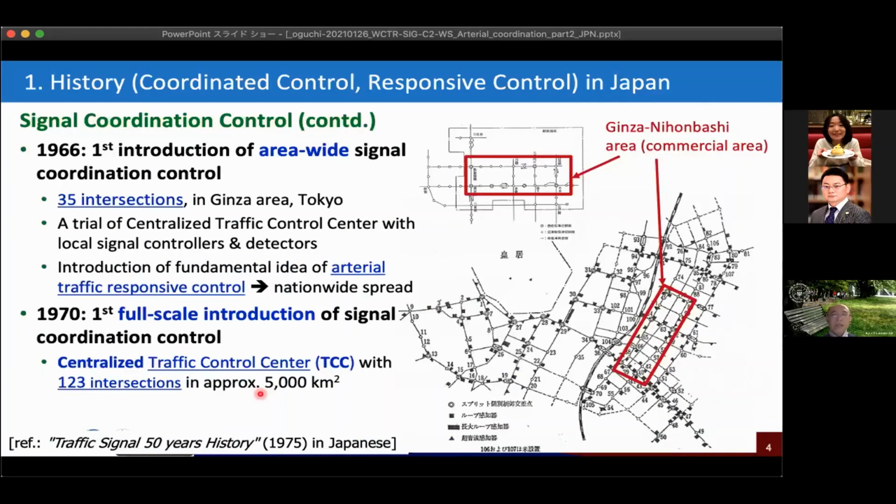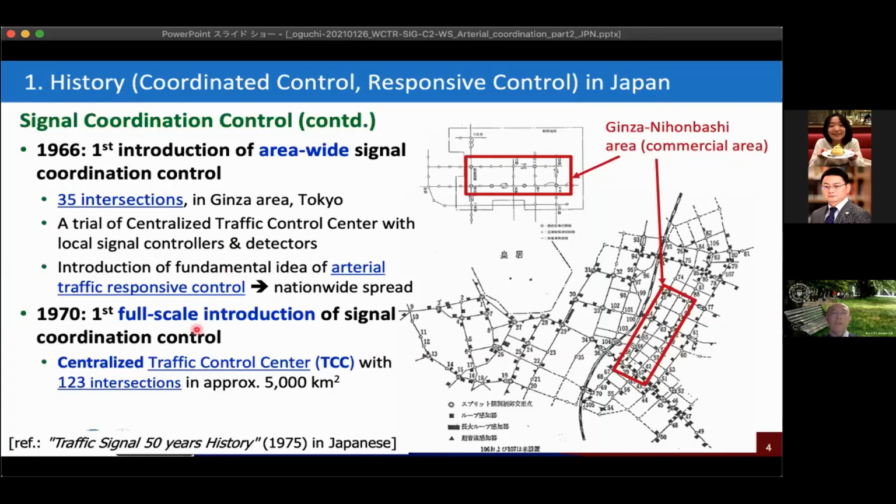And then, with 3 years of experience, in 1966 came a first trial of area-wide signal coordination. At the Ginza area, the commercial heart of Tokyo, 35 intersections were applied for this kind of trial. So not only one arterial, but a kind of network-wide application, and it introduced a very fundamental idea to this system.